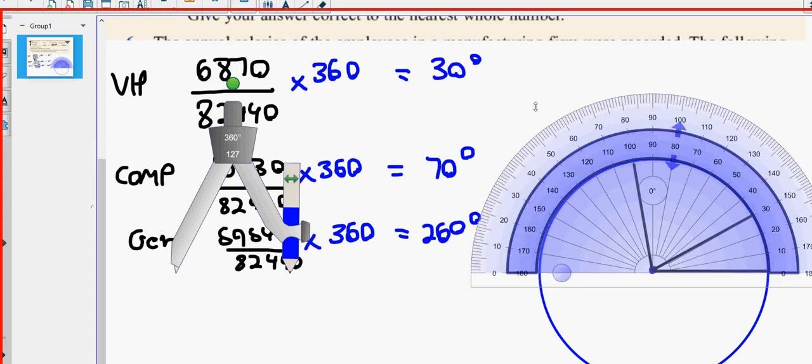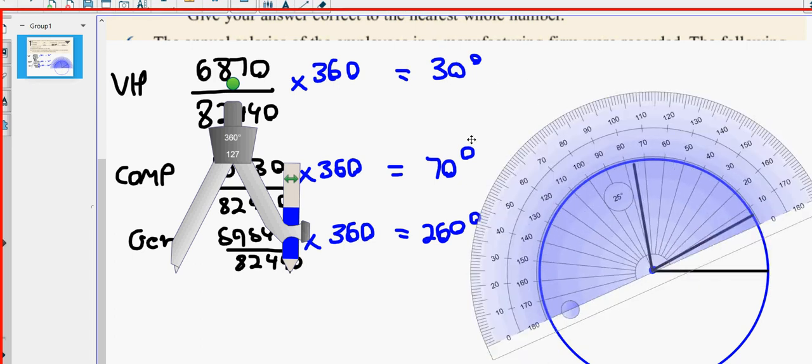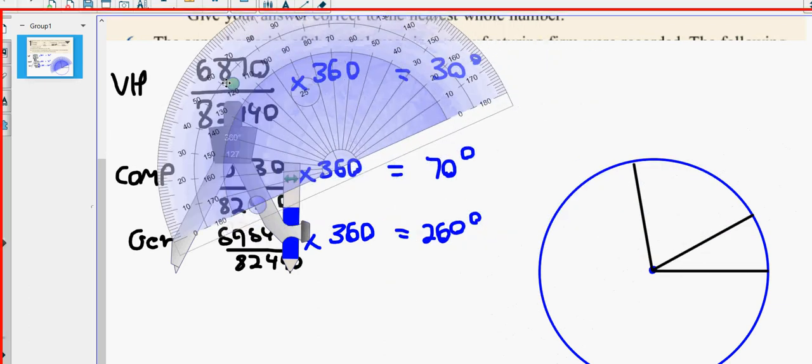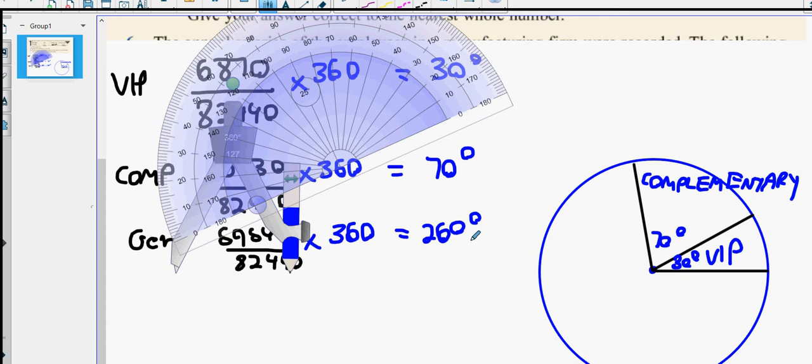That was easy, right? You ain't gonna get much easier question than that. So VIP is the small one. VIP, that's 30 degrees. You got your 70 degrees for your complimentary. And finally, what do you have for the other one? 260 for general. Okay. Everybody happy enough with that?